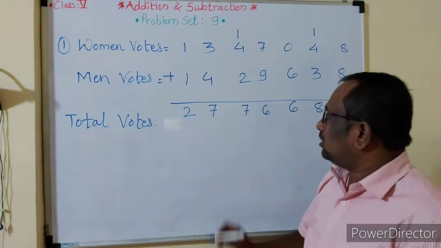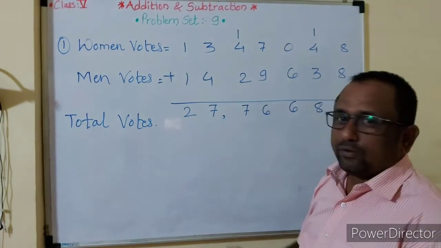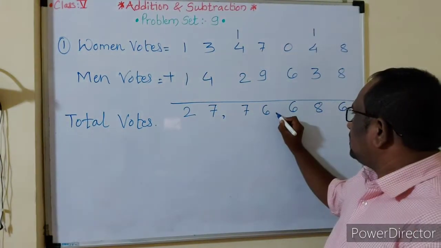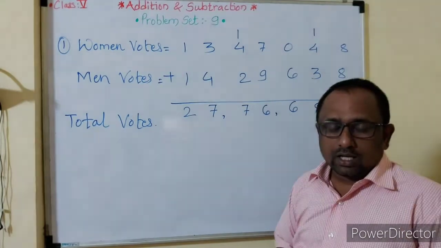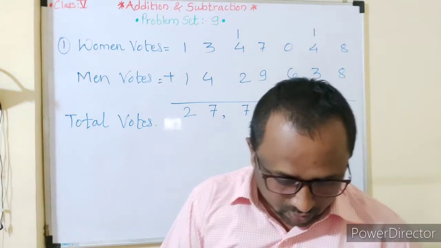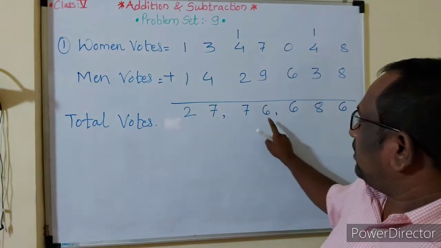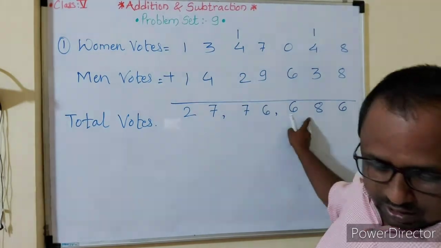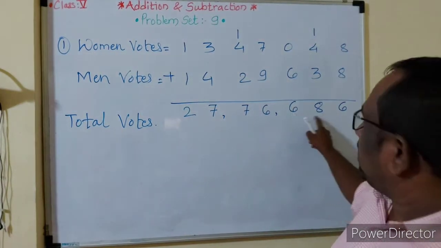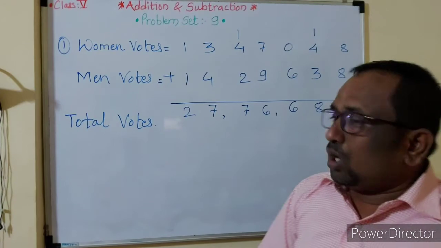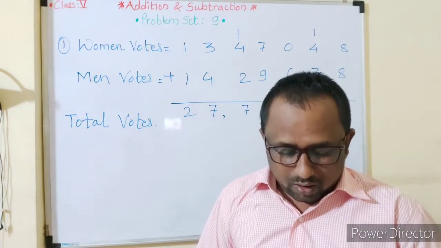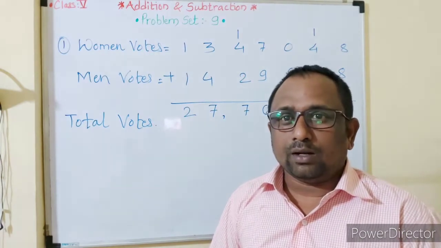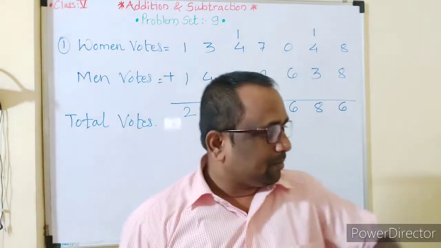So total votes: 27 lakh 76,686. This is our answer, students. So this way you have to solve the examples. Now we'll move to the second example.